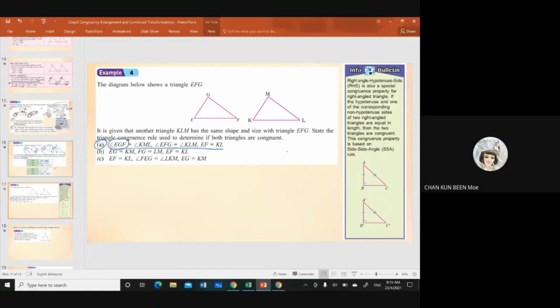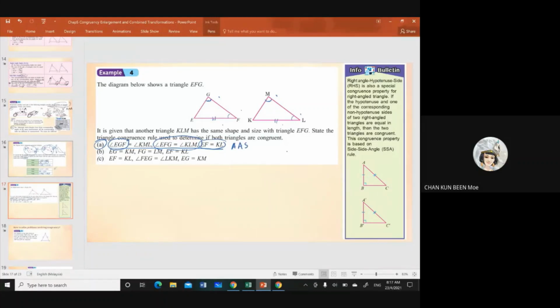So for the first one, angle EGF is equal to angle KML. Okay, that's the first one. Next, angle EFG, this angle, is equal to angle KLM, this angle. And the last one, EF is equal to KL. This line is equal to KL. So from here, you already can guess, it is actually angle, angle, side. Okay, angle, angle, side. I write down the answer first.